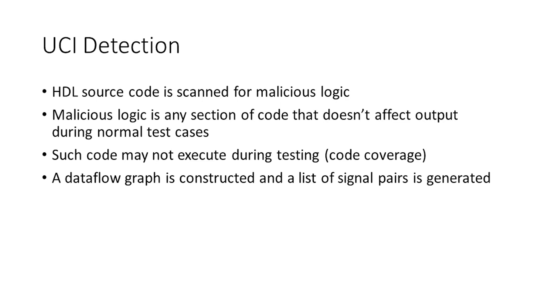The algorithm employed by Blue Chip constructs a data flow graph from the hardware description language source code as well as any schematics employed, and a list of signal pairs is generated. Then, we iterate through this graph and the signal pairs to identify sections of code that don't have an effect on the output of the circuit given the set of test inputs.